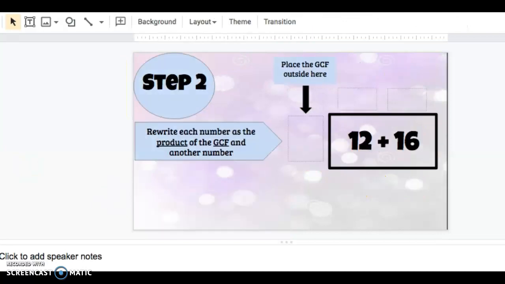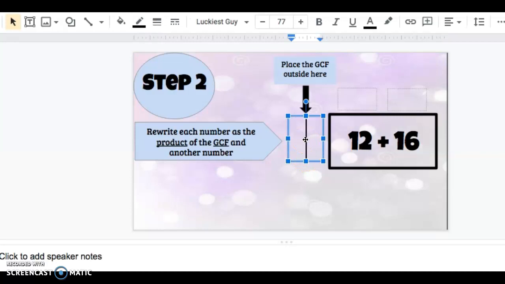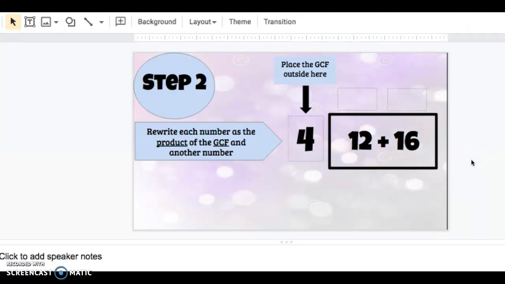In step 2, you're going to rewrite each number as the product of the GCF and another number. And you're probably thinking, what does that mean? Okay, so I tell you to put a box around the original problem that they give you, and I tell you to put the GCF on the outside of the box. So our GCF was 4. So I put 4 on the outside of the box.